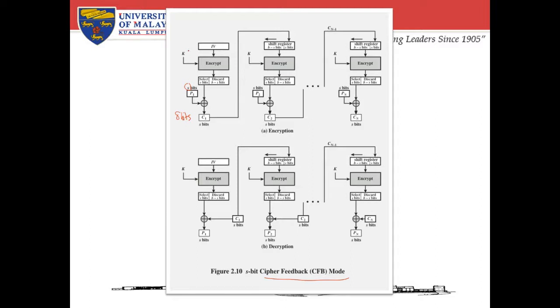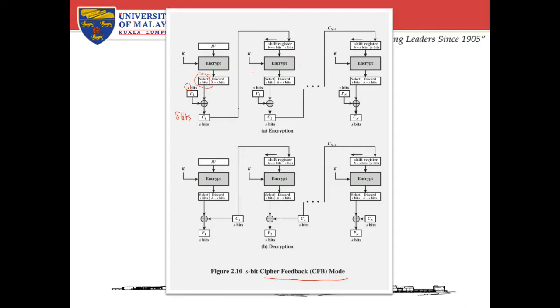The leftmost or most significant S bits of the output of the encryption function are XOR with the first unit of plain text P1 to produce the first unit of ciphertext C1. So you XOR this with the plain text P1, you get this ciphertext. But before that, you encrypt the initialization vector and the key. Then the output will be a shift register where you select the leftmost S bits, 8 bits, and you XOR with the P1 to produce a ciphertext. So this ciphertext C1 is then transmitted into the next block.